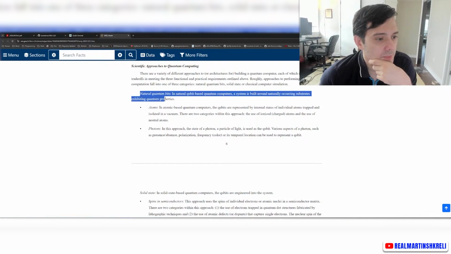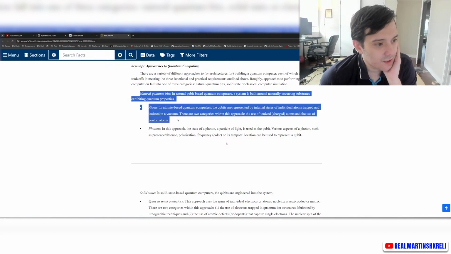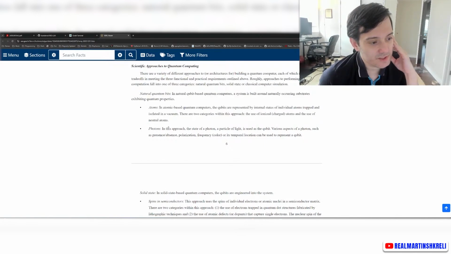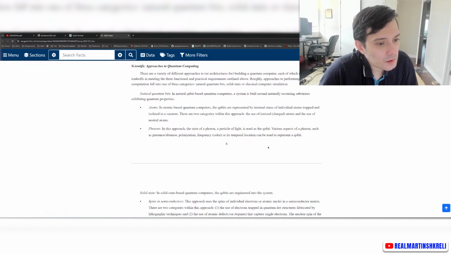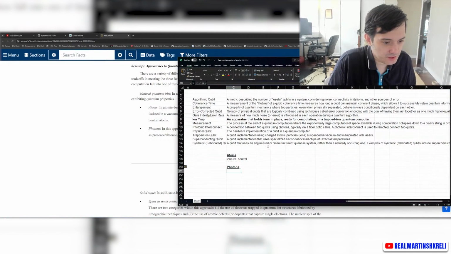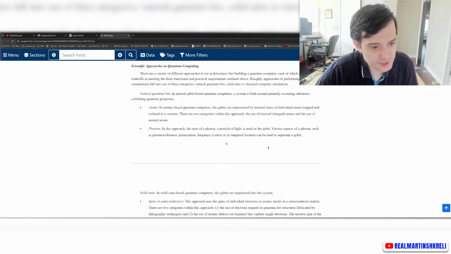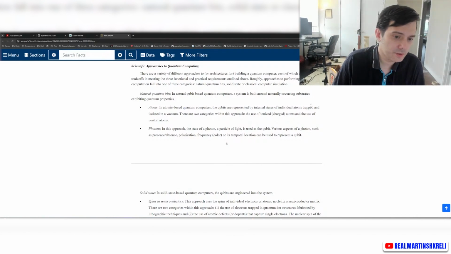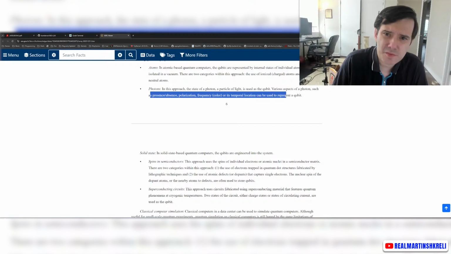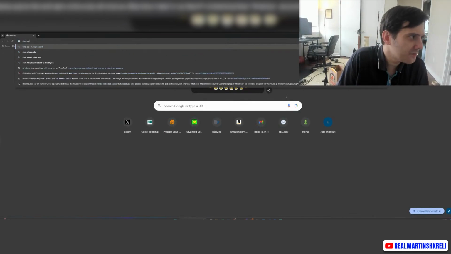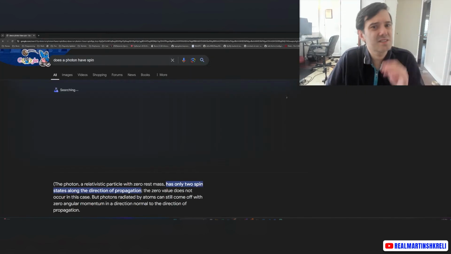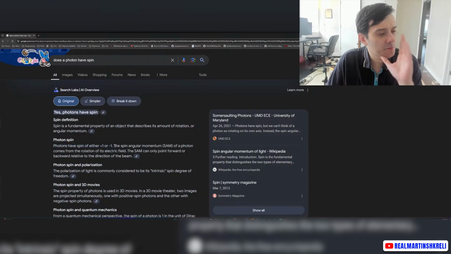These are natural quantum bits, or naturally occurring substances. A photon is an idea. Even in atoms, we have ions versus neutral species. A lot of the properties could be used. Kind of interesting, right? Does a photon have spin? I think it's got a set spin, +1 or -1. So you could use that as well, probably.